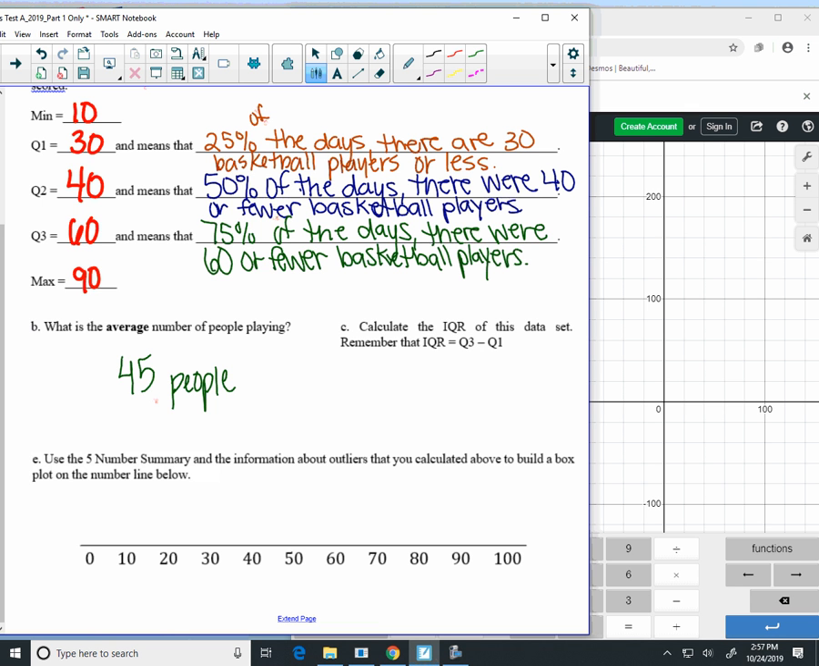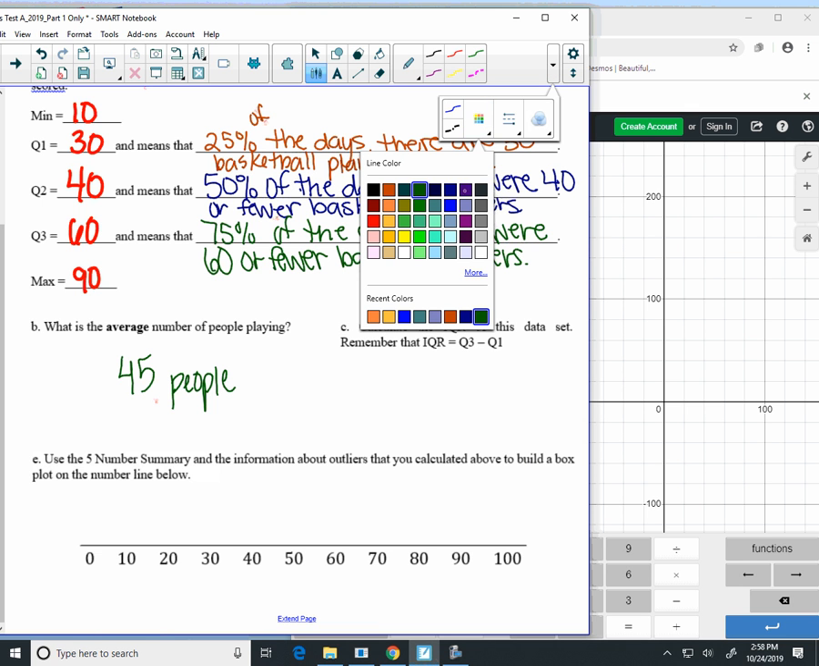And then calculate the interquartile range. The interquartile range, you think about your box and whisker plot that we're about to make, it's how wide that box is. But once we have our data, the way we get that is just do Q3 minus Q1. So Q3 is 60 and Q1 is 30.